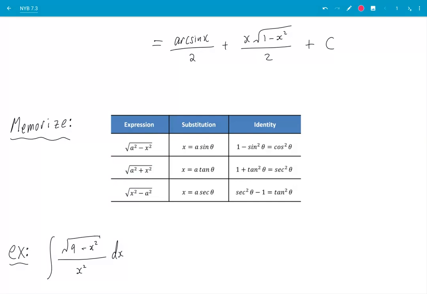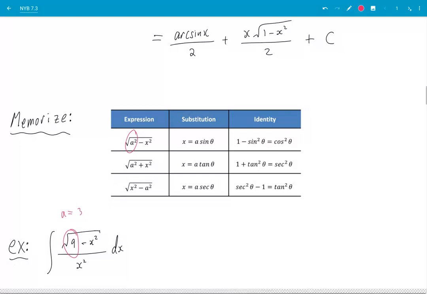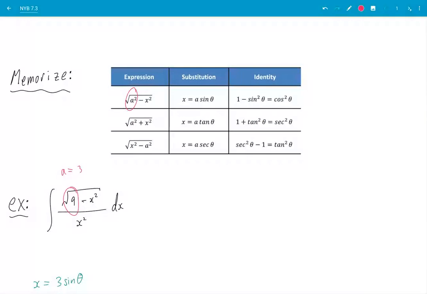What is a? Be careful, a squared. This is a squared here, so a is equal to 3, because 9 is a squared. So I try x is equal to 3 sine theta using this formula.